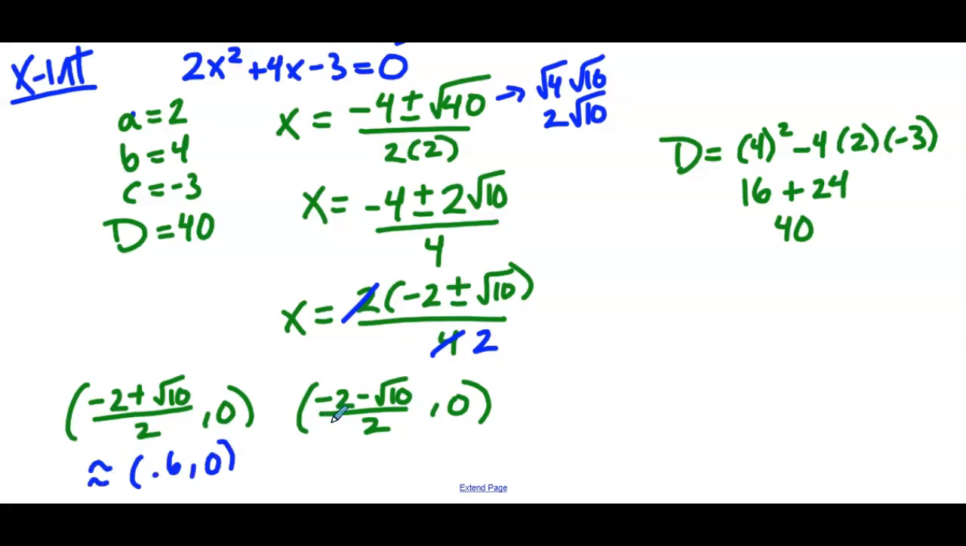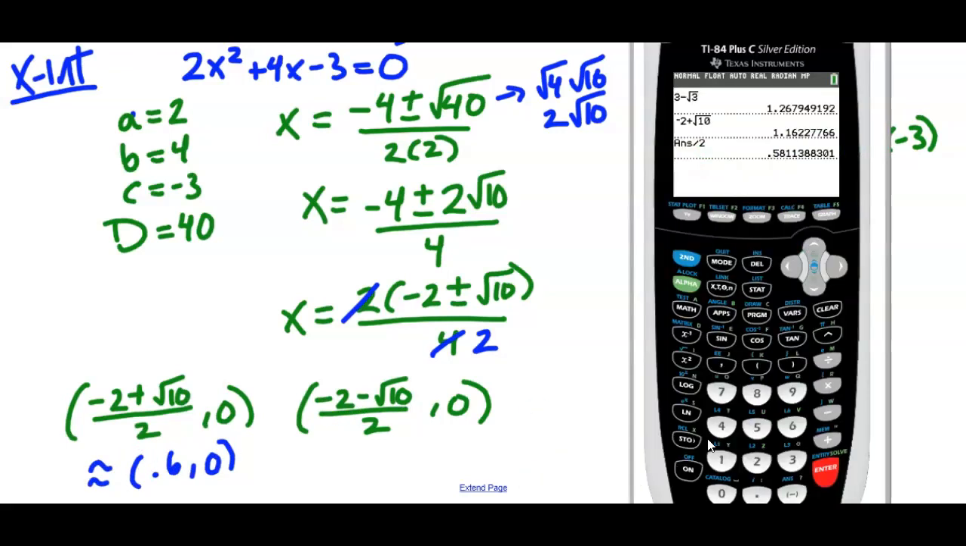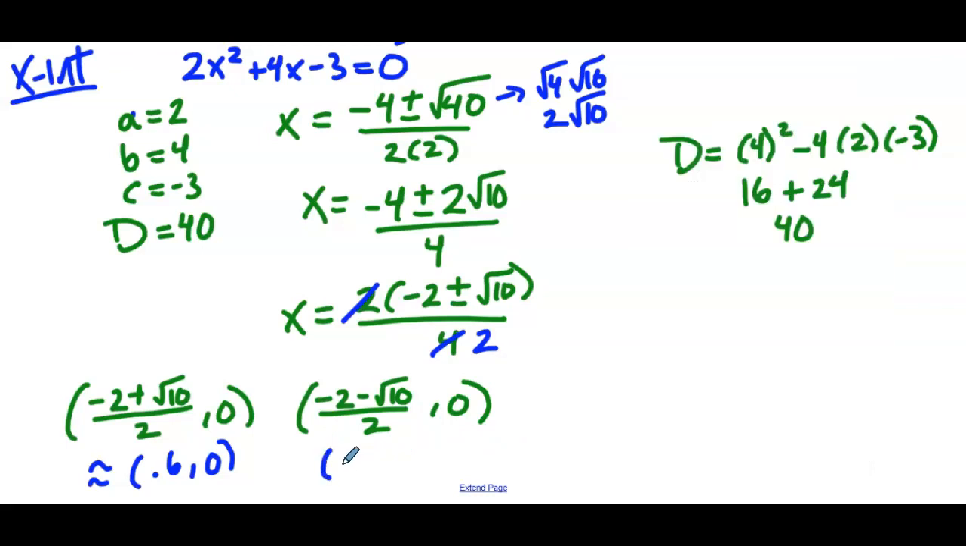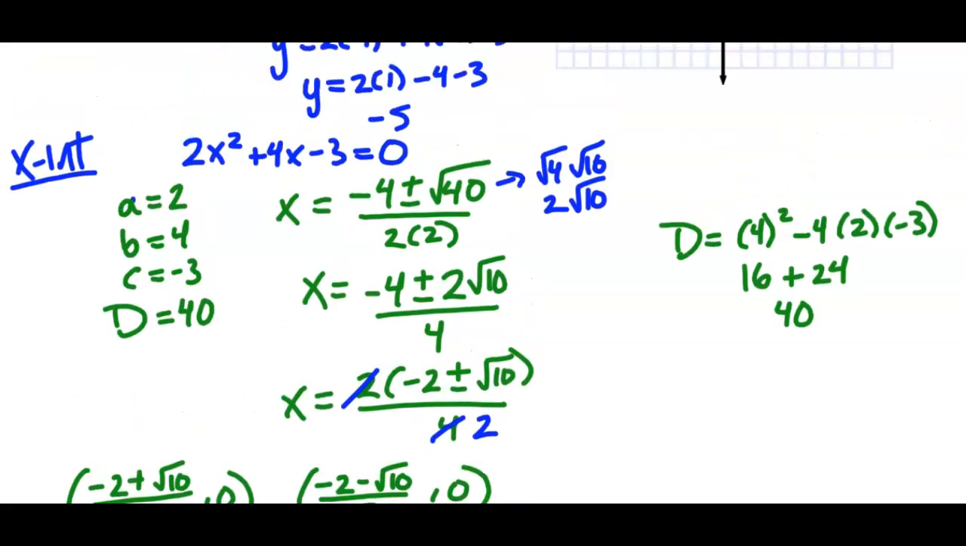I'll draw squiggly equals so we know it's approximately. And then we'll do negative 2 minus the square root of 10. And that's negative 5.16, etc. Divide by 2. And we have negative 2.58. So we'll estimate that to be negative 2.6 comma 0. Approximately. Okay, so now we have all our points to create our graph.